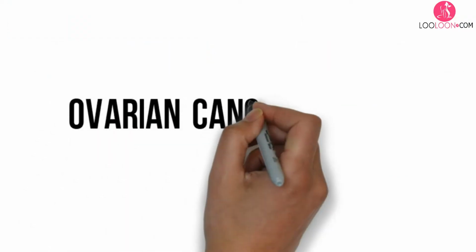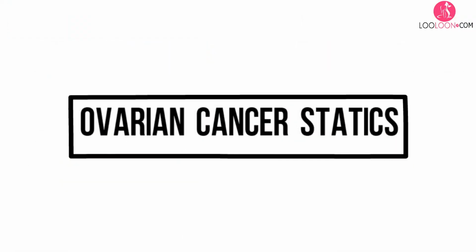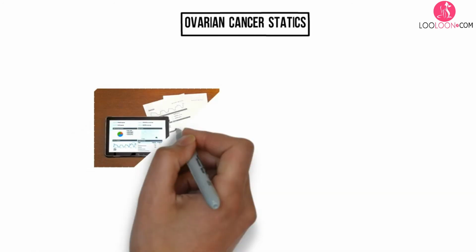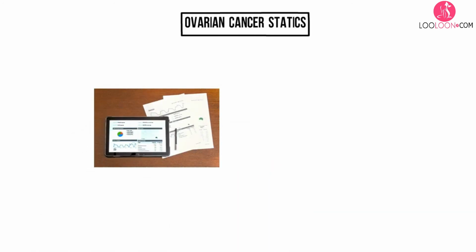Ovarian cancer statistics. In 2015, it was present in 1.2 million women and resulted in 161,100 deaths worldwide. Among women, it is the 7th most common cancer and the 8th most common cause of death from cancer. The typical age of diagnosis is 63. Death from ovarian cancer is more common in North America and Europe than in Africa and Asia.